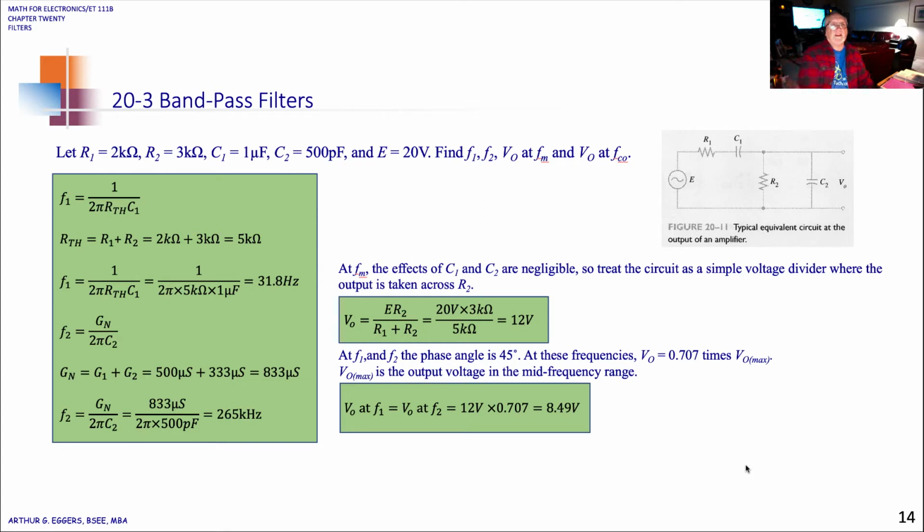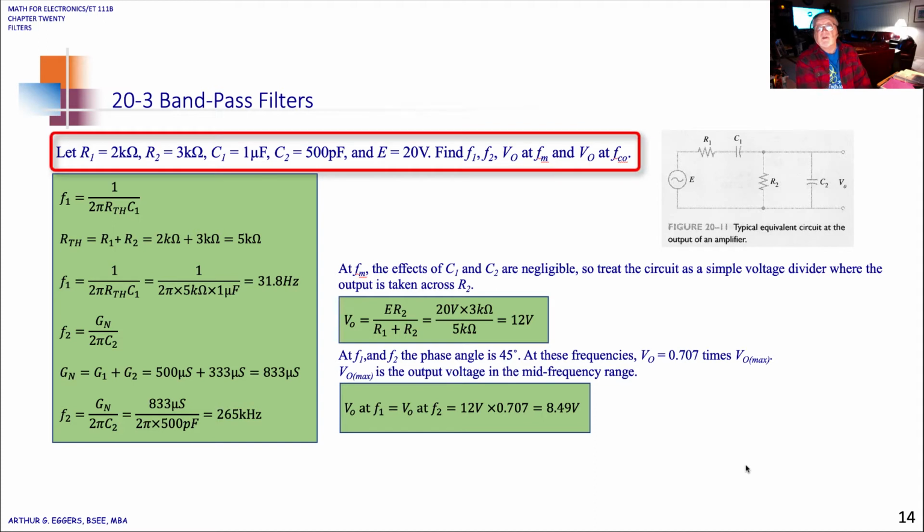So in looking at an example here, we've got values given. Again, we go back to our original circuit, a typical circuit that might be part of an output for an amplifier. R1 is equal to 2 k ohms, R2 3 k ohms, C1 1 microfarad, C2 500 picofarads, and a source of 20 volts. So they want us to look for F1, F2, V out at the mid frequencies, and V out at the cutoff.